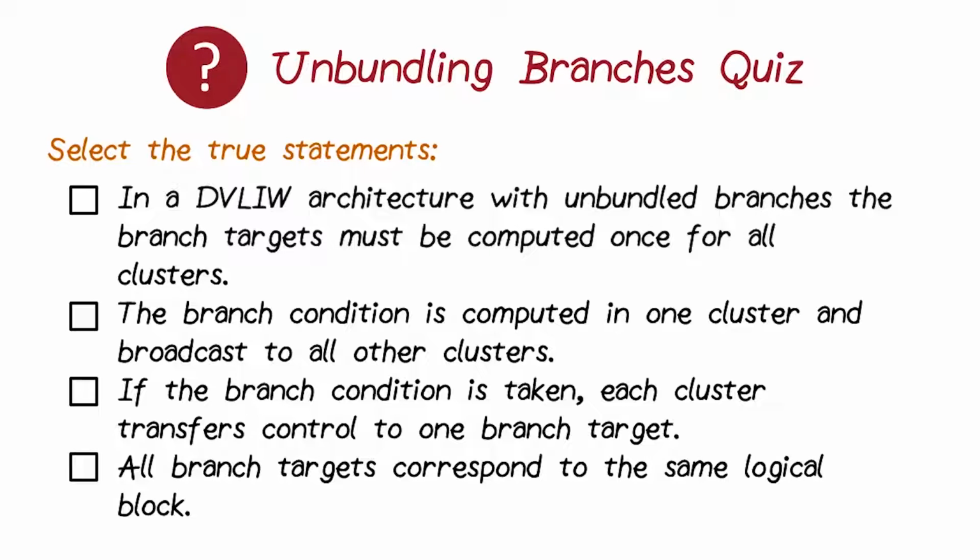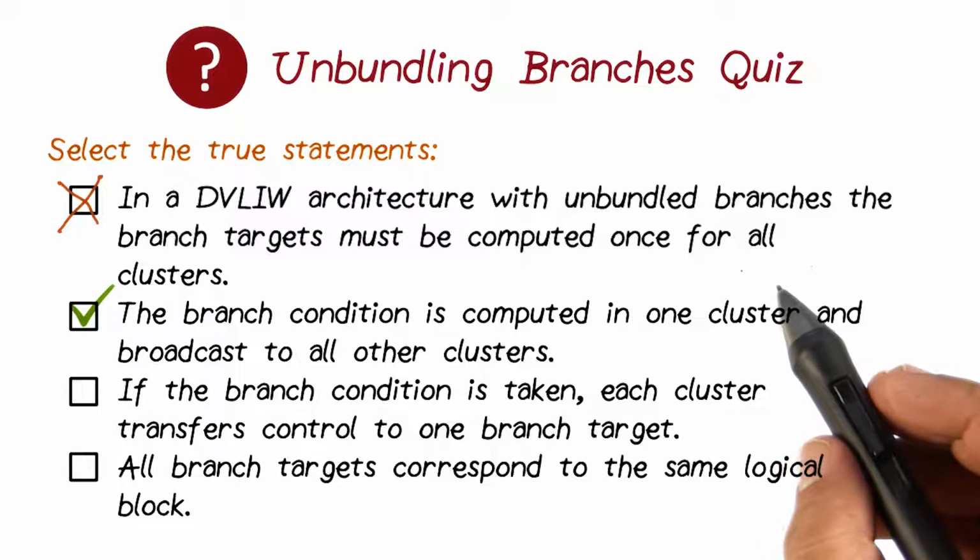So let us see the answers now. The first statement is, in a VLIW architecture with clustered register banks and unbundled branches, the branch targets must be computed once for all clusters. Remember, the keyword here is all. The answer here is, of course, false. The reason is, remember that the branch will execute in one of the clusters, and it cannot be that there are 4 different branches which are executing in parallel. That instruction schedule will never result, and therefore this condition of computing the branch targets for each of the clusters will never arise.